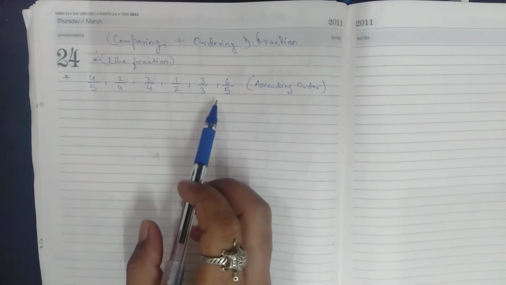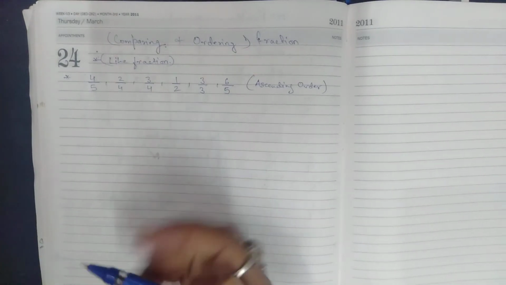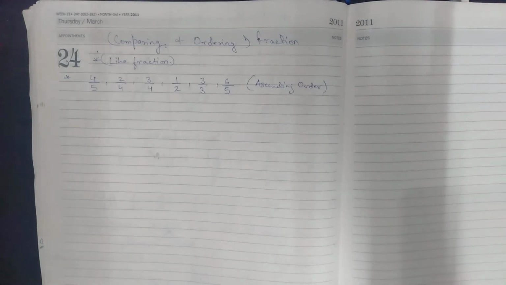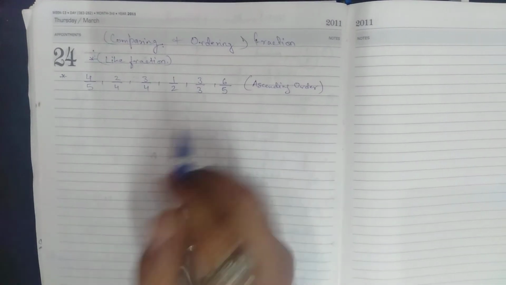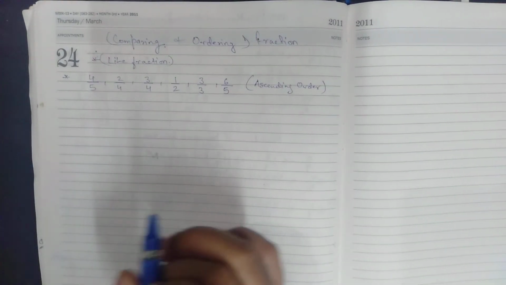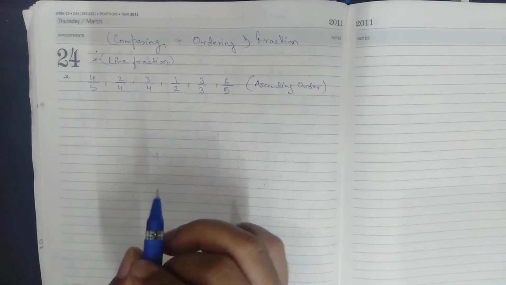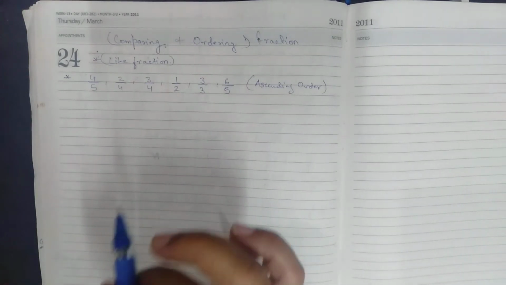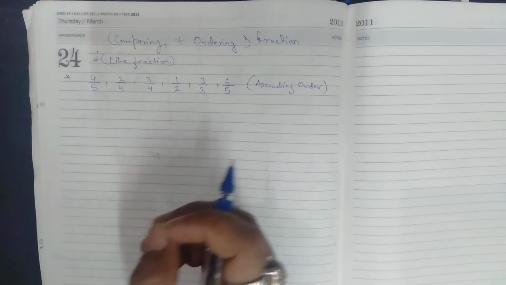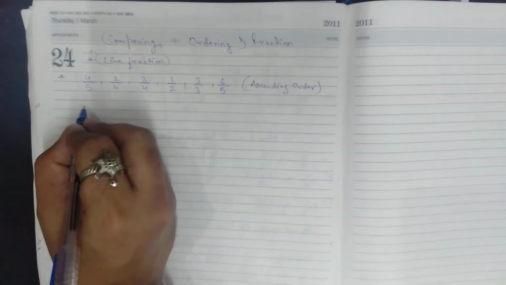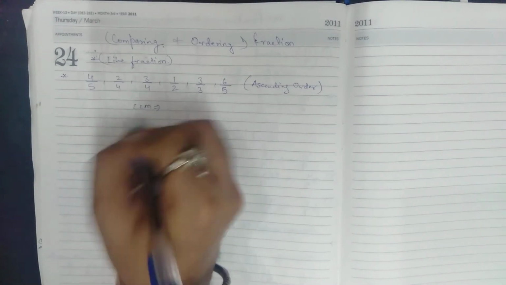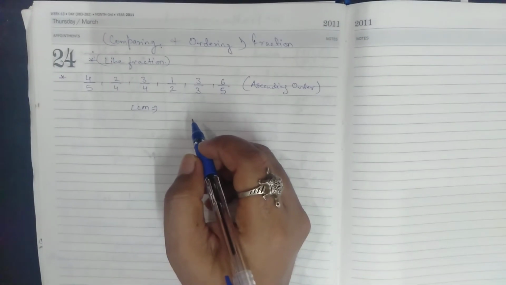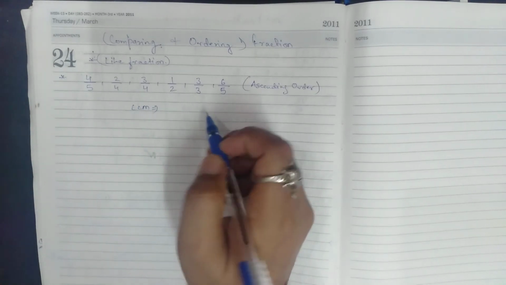Here also fractions are given, but in larger amount. So what you can do, first of all, we have to make them like fractions. जैसे कि हमने आपसे कहा, because if you make like fractions, then it will be easy for you to pick out the smallest or the greatest one, right? How to make them like? By taking the LCM of all the given denominators.